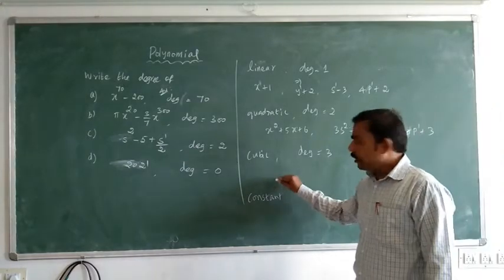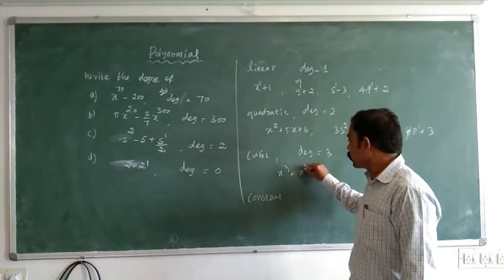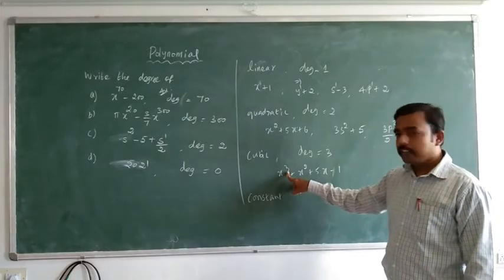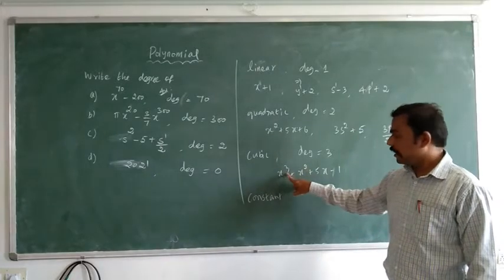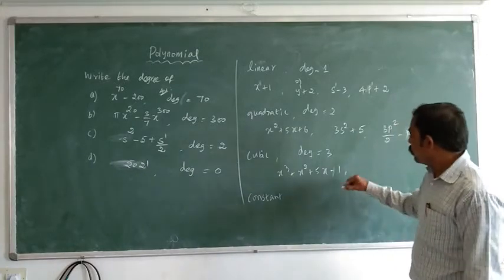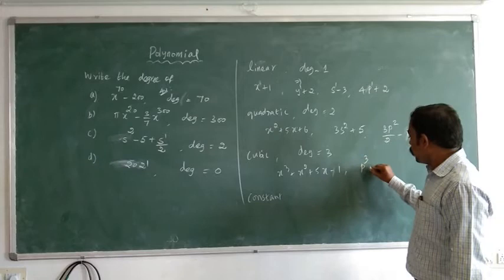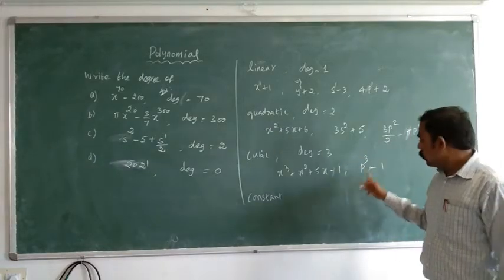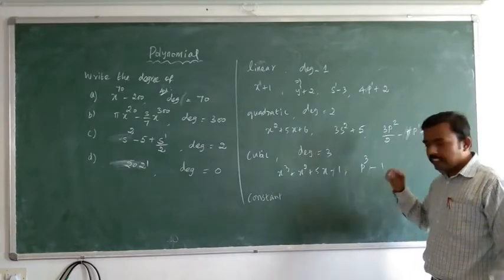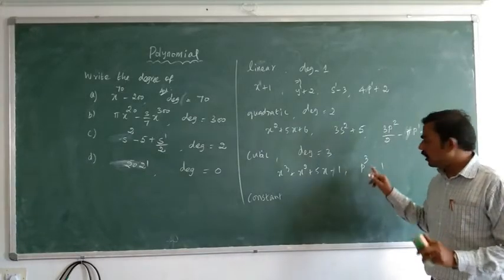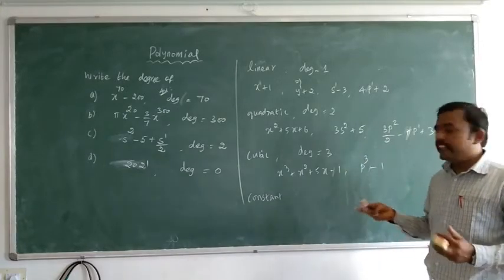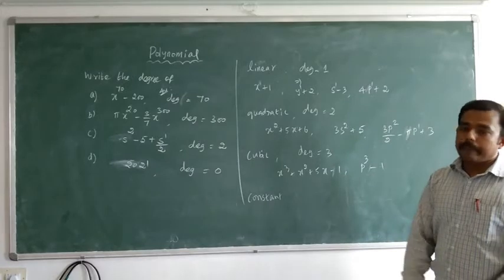Similarly, cubic polynomial, x power 3 plus x squared plus 5x minus 1. Check the degree 3. 2, 1 means here degree 3. So it's a cubic polynomial. Similarly, p power 3 minus 1. Now there is no p square term, p term or any other variable. So here just the degree of this thing is 3. The other terms are less than 3, no need. We can tell this is a cubic polynomial.